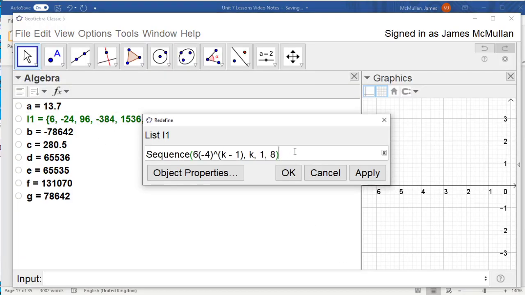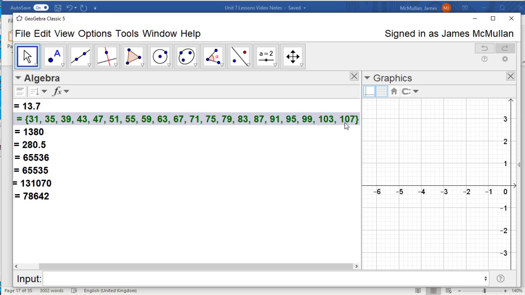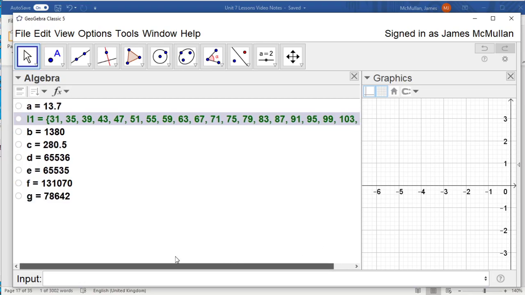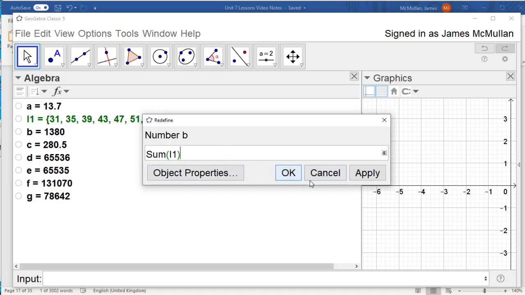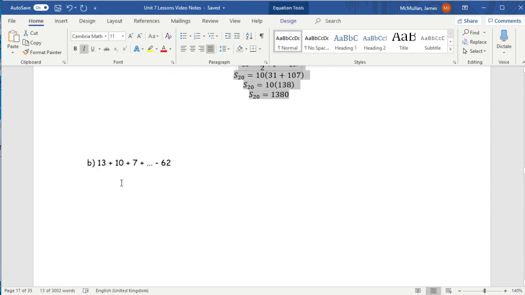Okay, so I'm going to make a sequence. The sequence is going to start with the number 31, and then it's going to do k minus 1 times 4. Actually, sorry, let's just see. I think it works with n. Let's just use n because we're more familiar with it. And then 1 to 20. Okay, now exactly as we predicted, 107 is the 20th term, which we wanted to know. And if we add up all those numbers, we get 1380, right? So exactly what our mathematics said should have happened.